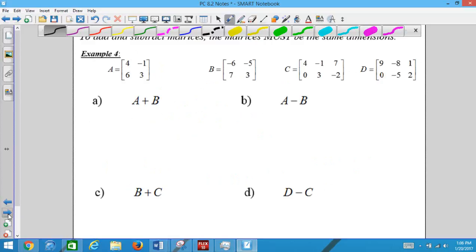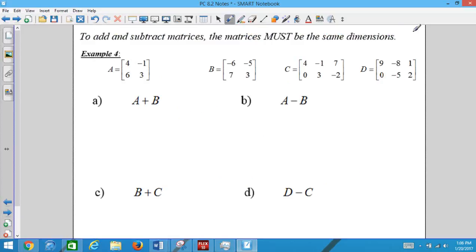Next, to add or subtract matrices, the matrices must be the same dimension. To add or subtract, you got to check, are they the same dimensions? So the first matrix is A, and that's a 2 by 2. And it says add A plus B, which is also a 2 by 2. Can I add those? Yes, because they're the same.